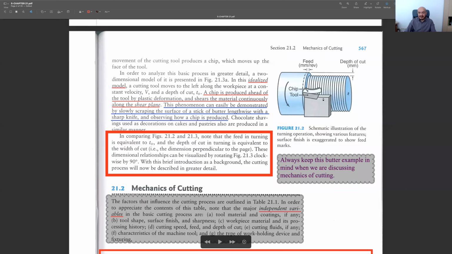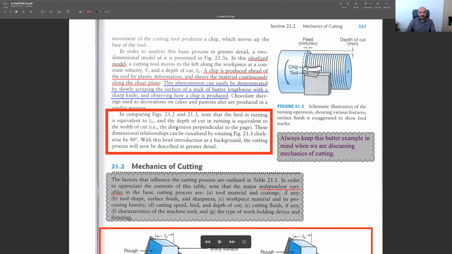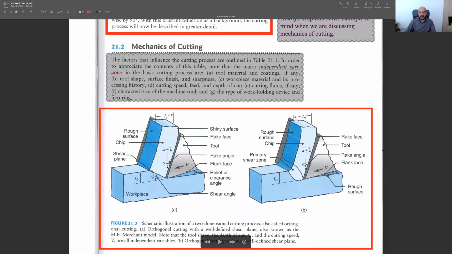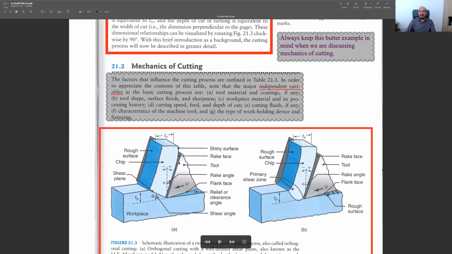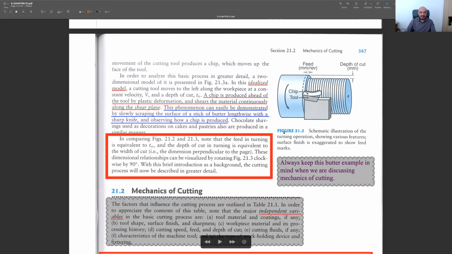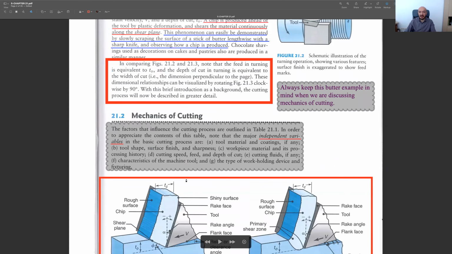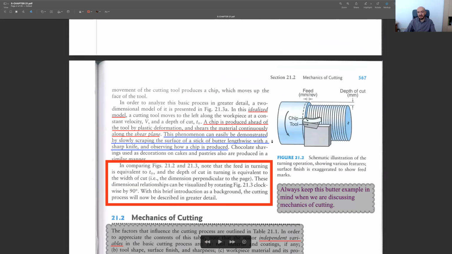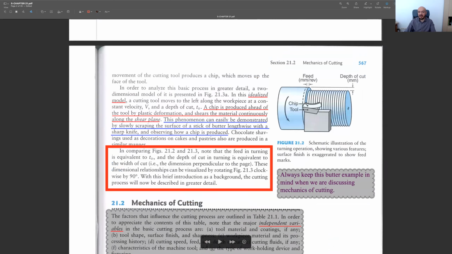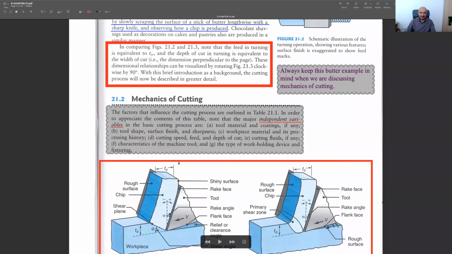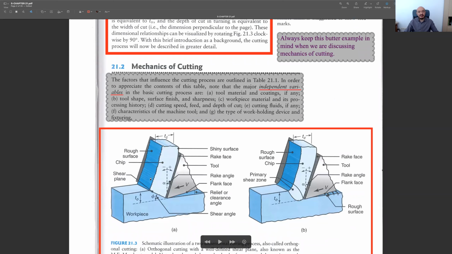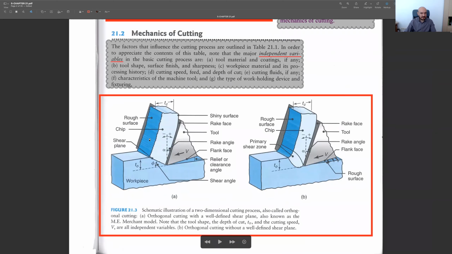The feed in this turning operation here is equivalent to the depth of cut in this figure. So the parameters are reversed, and the depth of cut here is the width of our chips. So this width is the depth of cut in this turning operation. But the fundamentals are the same. We have the tool, we have a relative motion, and the chips are moving over the rake face. This is the rake face of the tool.